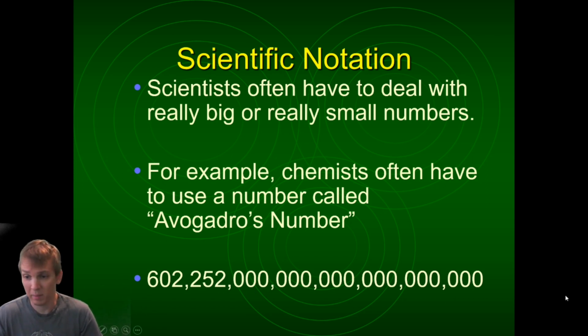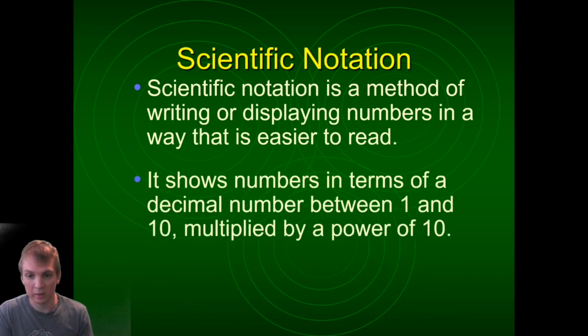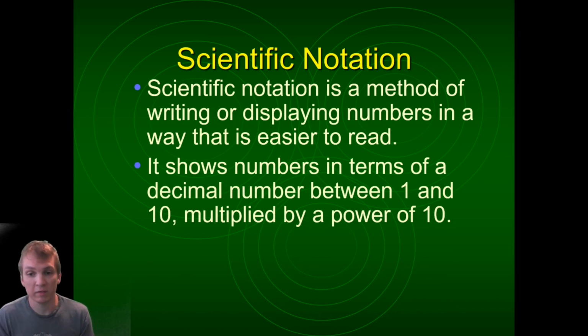And if we mess up this number, it can mess up our calculations for how much of a certain chemical we have or how much of a certain compound we have. So we have to make sure that we are counting our zeros properly, and the way we do that is a really easy way called scientific notation. Now, scientific notation is the method of writing or displaying numbers in a way that is much easier to read. It shows the numbers in terms of a decimal number between 1 and 10, and then we take that number and multiply it by a power of 10.